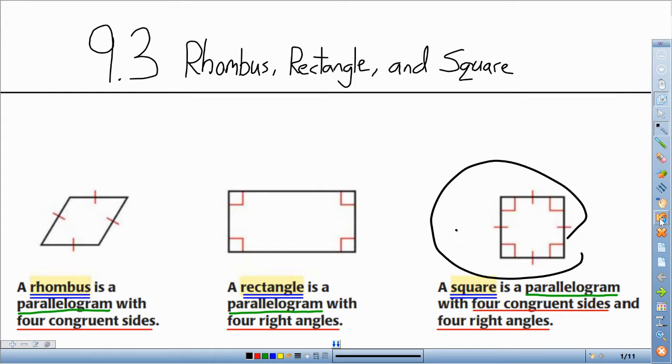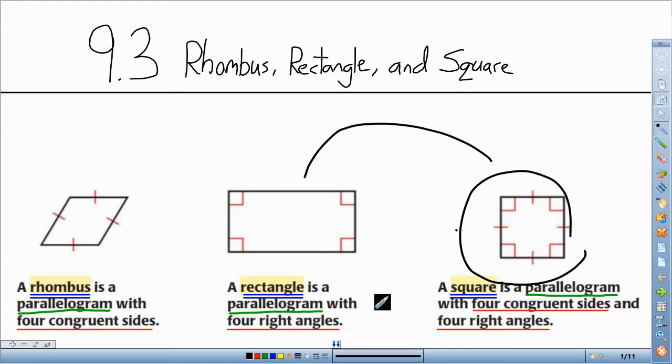Here's the next question I want to ask you. Is a square a rectangle? What do you think? Well, for something to be considered a rectangle, it needs to have four right angles. Does a square have four right angles? Yes. So is a square a rectangle? Yes. So a square is both a rhombus and a rectangle.